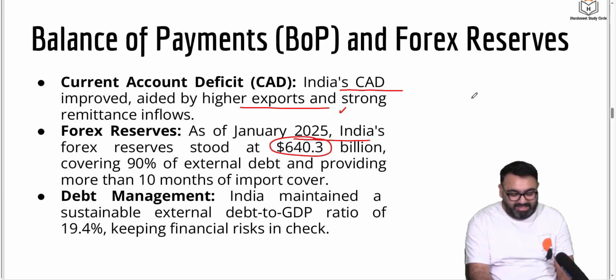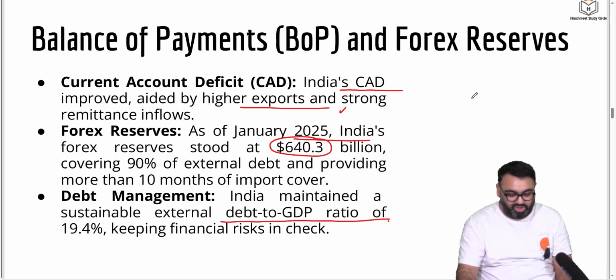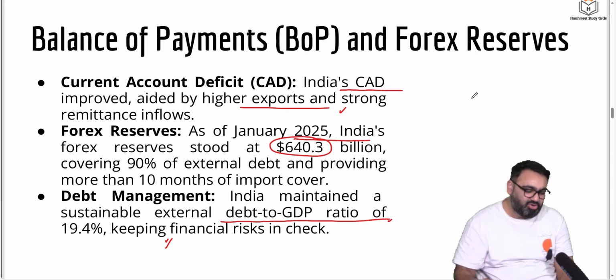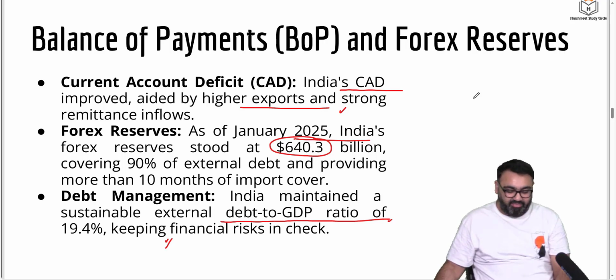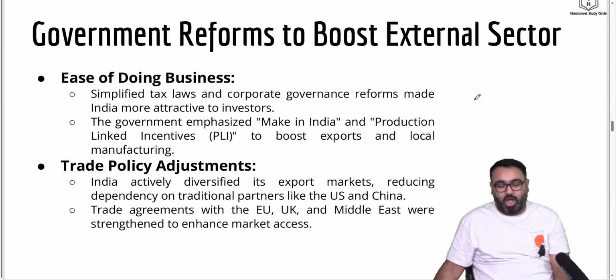Also, India has maintained a sustainable debt to GDP ratio of 19.4%. We would like to decrease it, but as compared to many other countries, our debt to GDP ratio is still not as bad. So it's 19.4 right now. What is the government doing?